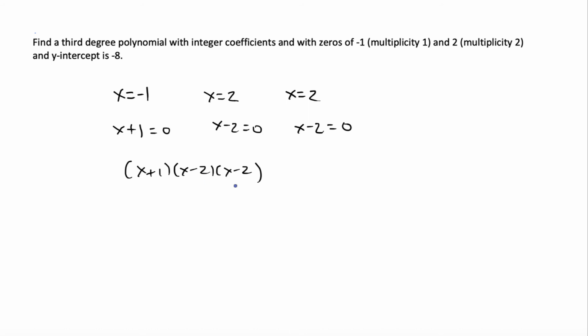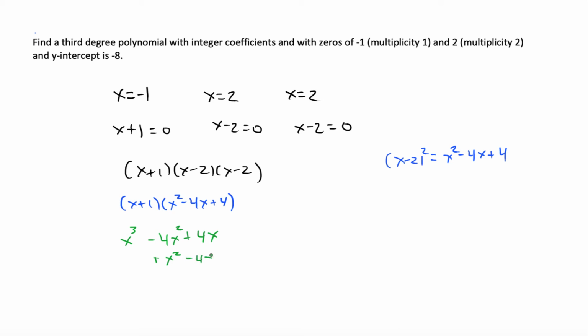x minus 2 times x minus 2, that's x minus 2 quantity squared, so that's x squared minus 4x plus 4. Okay, and then we'll just multiply that with the x plus 1. So when we properly distribute this, we'll do the x term first. x times x squared gives us x cubed minus 4x squared plus 4x. And then the 1 times each of these three terms, we get x squared minus 4x plus 4. And then when we combine all the like terms, we get x cubed minus 3x squared plus 4.